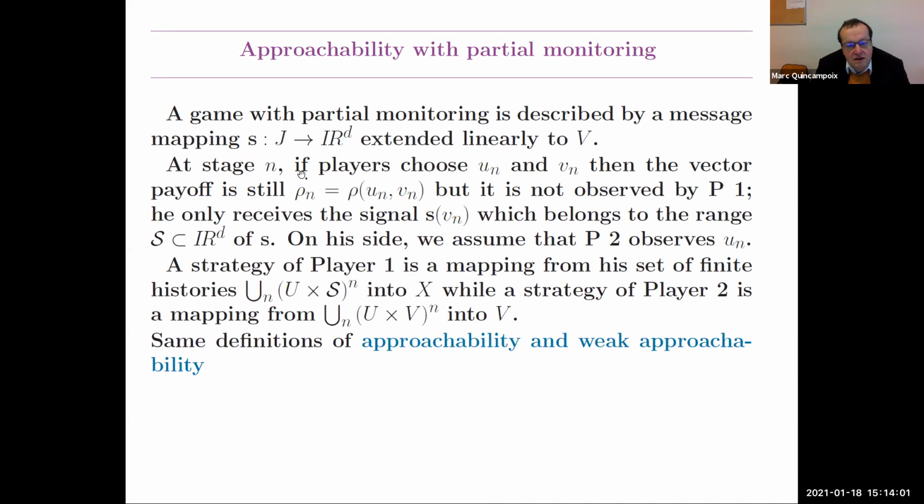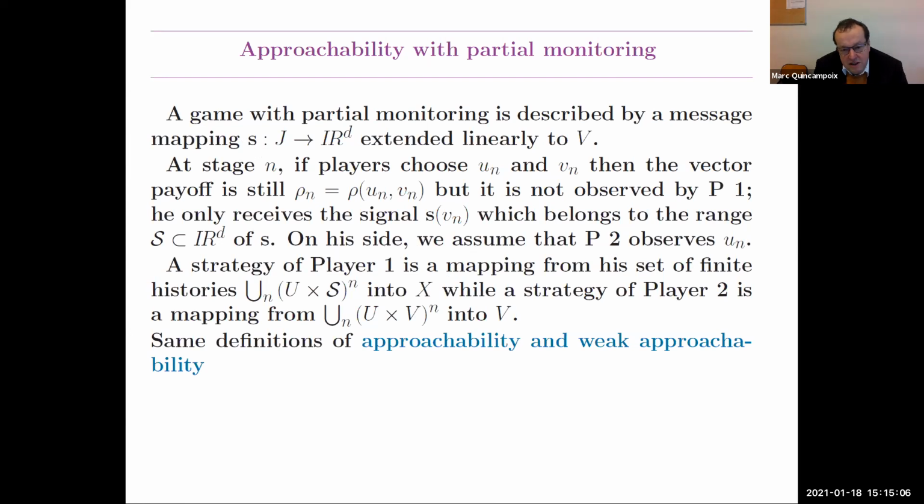And at every stage n, the players choose Un and Vn, so we have still the same ideas, and the payoff is still the same, but the difference is in the strategy. This payoff is not observed by player 1. He only receives a signal, which is a function s of Vn, of the action of the second player. The signal s of Vn belongs to the image of the map s previously defined. I denote by calligraphic S the range of this function small s. And we assume that player 2 observes Un. So it is a partial monitoring of a special structure form.